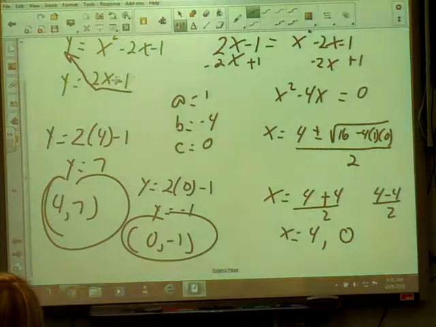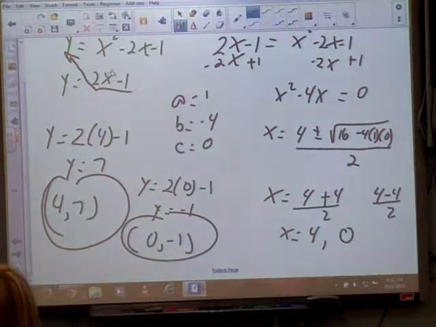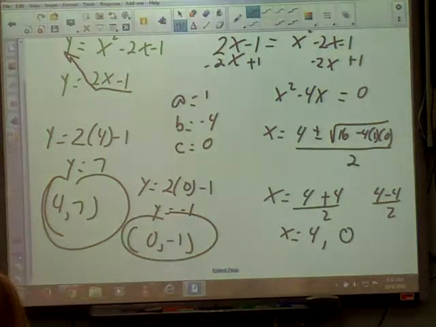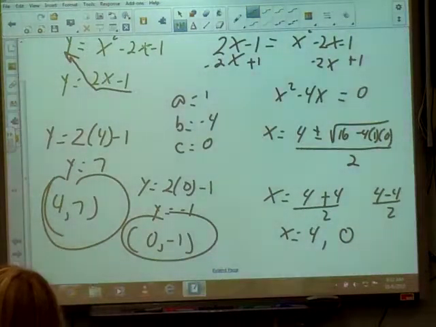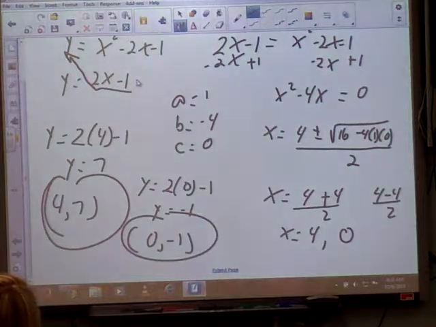Okay? One of those should look familiar to you. Can I rewind pages here for you for a second? 0, negative 1, right there. I got it on the x's, not on the y's. 4 minus 4 is 0. When I did the plus minus, 4 minus 4 is 0. 0 divided by 2 is 0. That's an x. I took the 4 that I got and plugged it in the x spot, 2 times, right here in this equation.